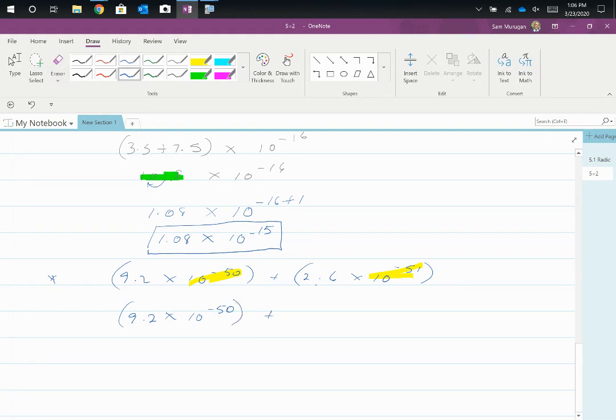And if I move the decimal point one place back, it becomes 0.26, and add 1 to the power, 10 to the power negative 50. So now all I would need to do is add 9.2 plus 0.26 times 10 to the power negative 50, which is 9.46 times 10 to the power negative 50.